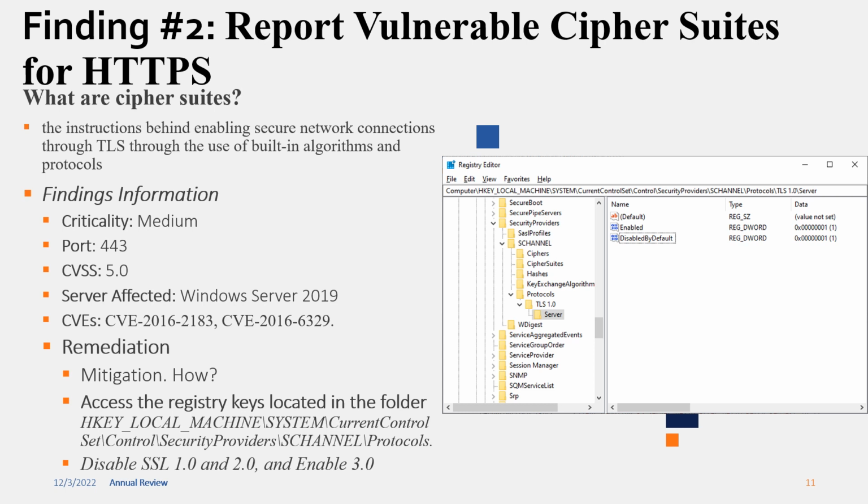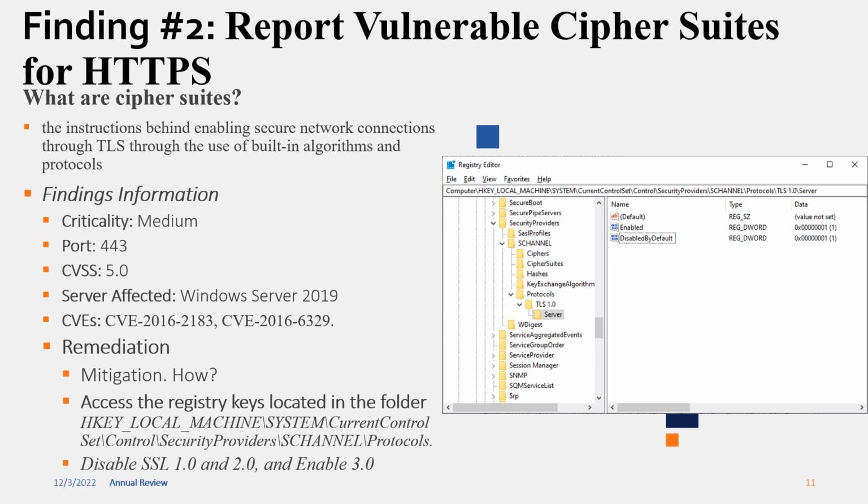The second finding was reporting vulnerable cipher suites. What cipher suites are is the instructions behind enabling the secure network connections that are prevalent in transport layer security, otherwise known as TLS. They do that through the use of built-in algorithms and protocols. So cipher suites are security packages that allow us to implement levels of security without having to build everything from scratch.